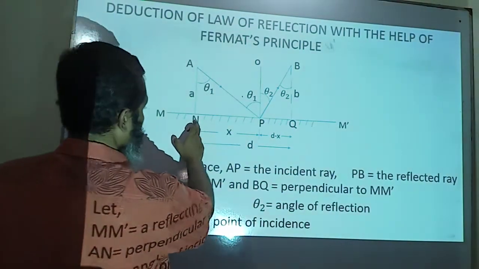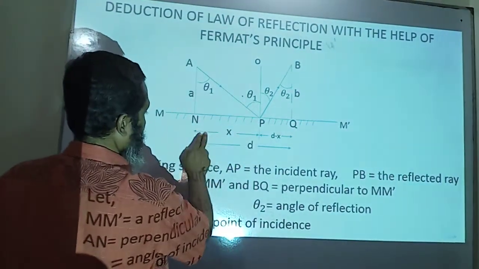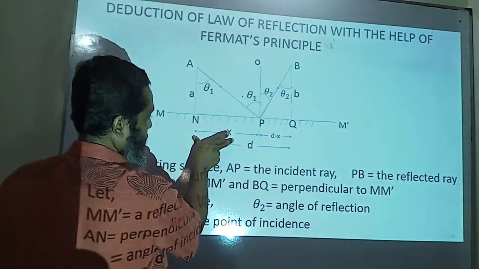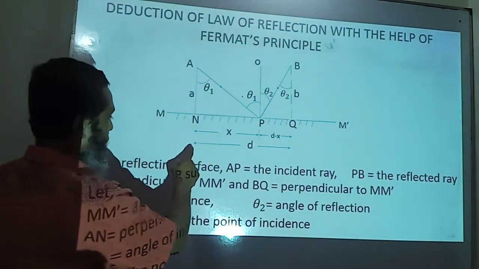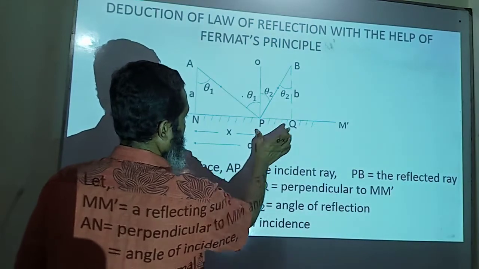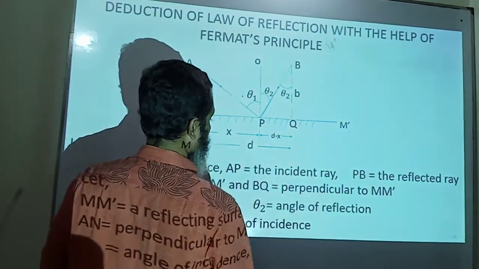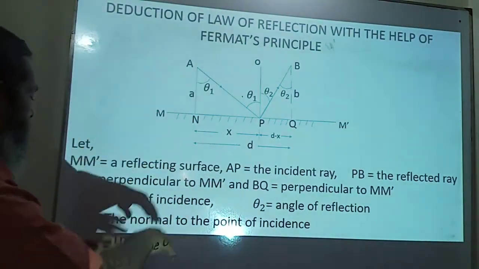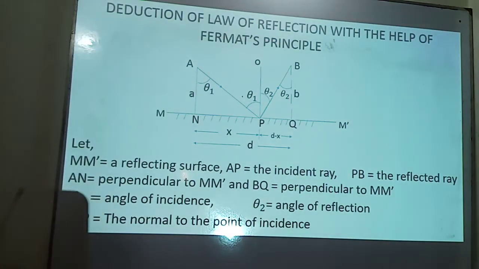Here this distance NP is considered as x, and the total distance NQ is considered as D. So PQ is equal to D minus x. The points are explained here.